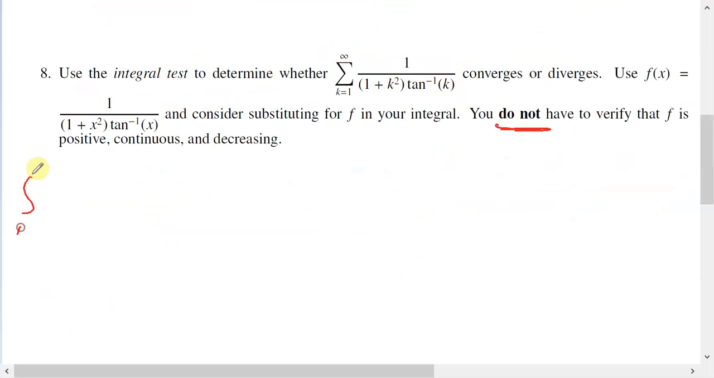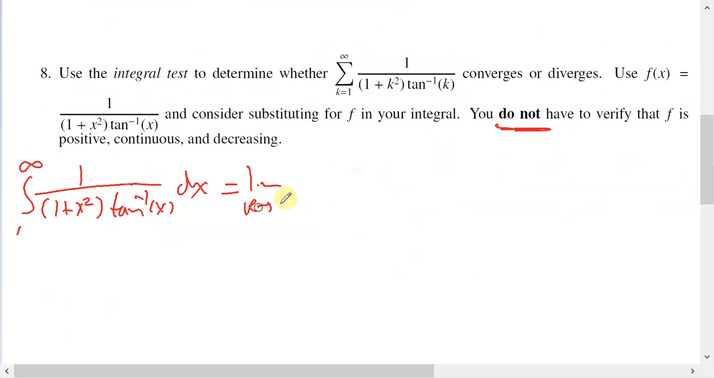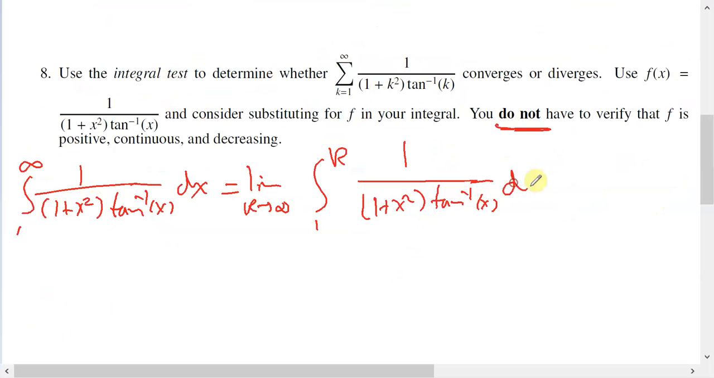Well, the integral I need to evaluate is from 1 to infinity of 1 over 1 plus x squared times tangent inverse of x. And so to set it up properly, that's the limit as r goes to infinity of the integral from 1 to r of 1 over 1 plus x squared tangent inverse of x. And so then we've got this integral to evaluate, and that's what this is saying. Substitute for, not for f, but I guess I should have said tangent inverse. I'll fix it before I show it to you. Consider substituting for tangent inverse.